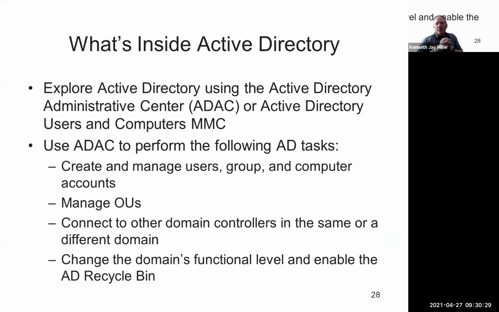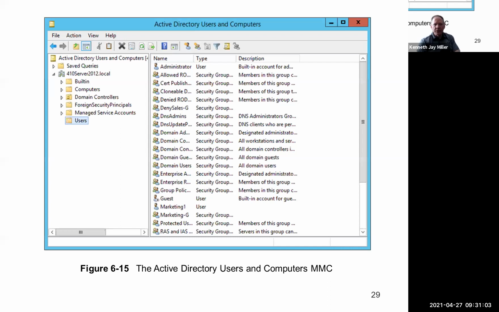Okay, now so far we've only used Active Directory Users and Computers. There's also the Active Directory Administrative Center and other tools that are there. Now, we use the Administrative Center to create and manage user, group, and computer accounts, OUs, and connect to different domain controllers in the same or different domain. We will normally use Active Directory Users and Computers, which looks like this.